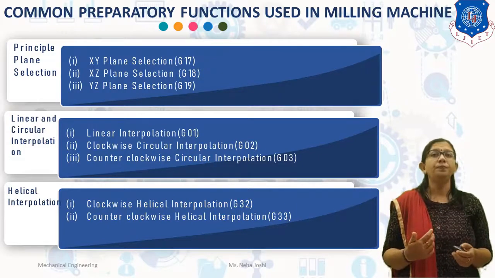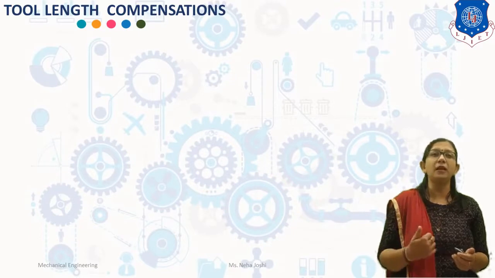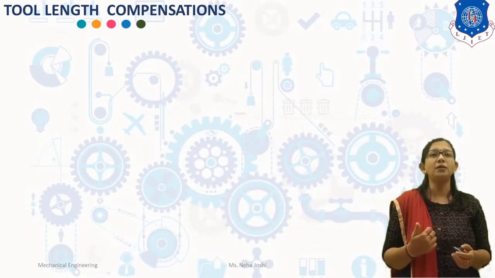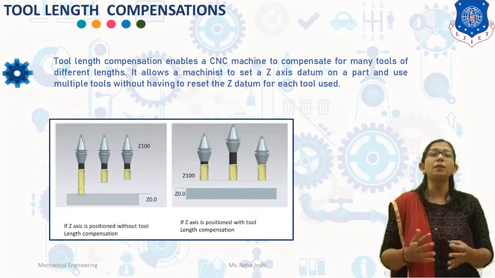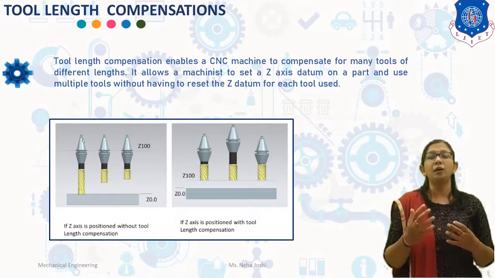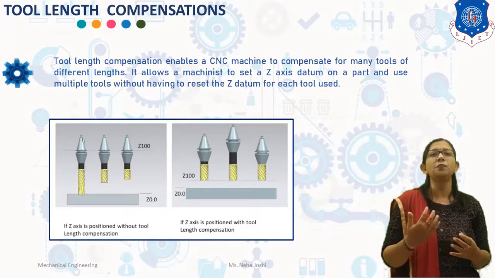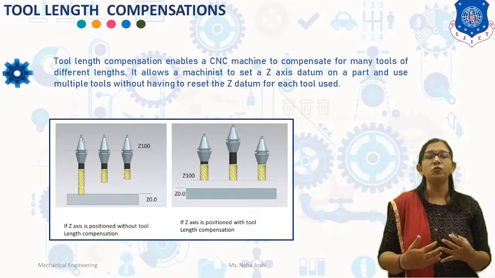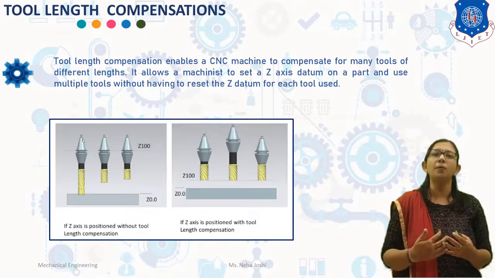Now, the most important function used in milling is tool length compensation. What is tool length compensation? The tool length compensation enables a CNC machine to compensate for many tools of different lengths. It allows the machinist to set a Z-axis datum on a part and use multiple tools without having to reset the Z datum for each tool used. You can see here in the diagram the position of Z-axis without tool length compensation and with tool length compensation.